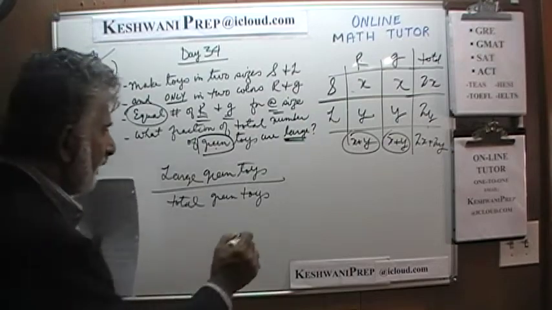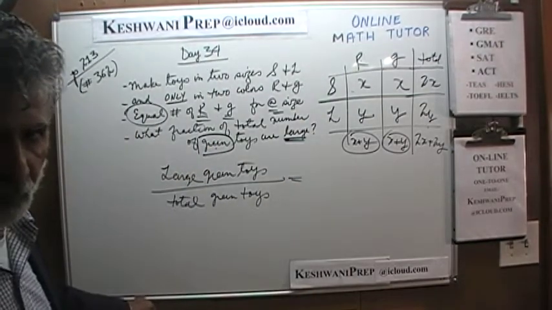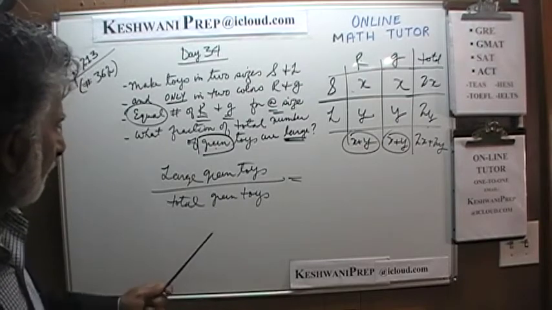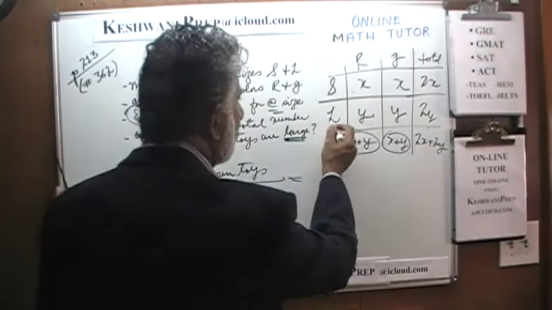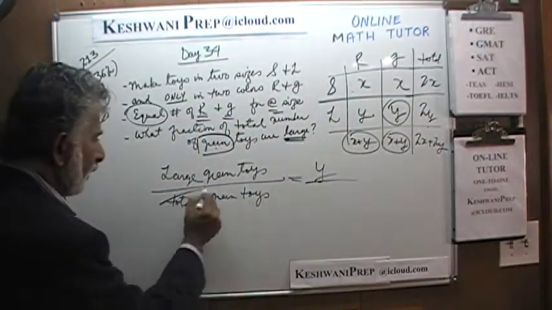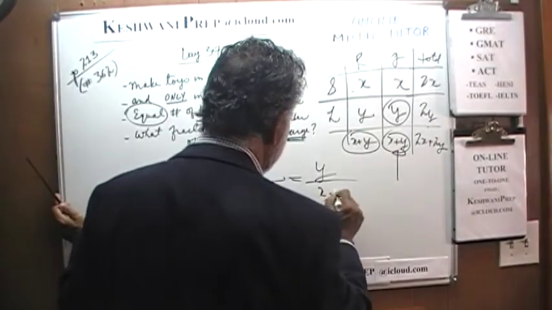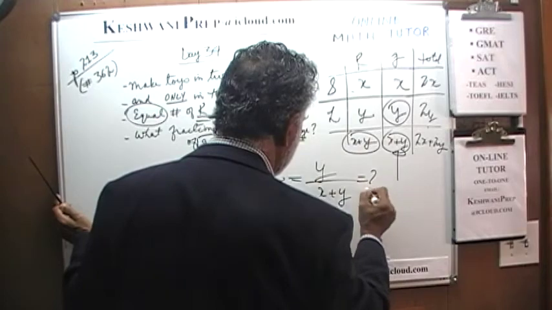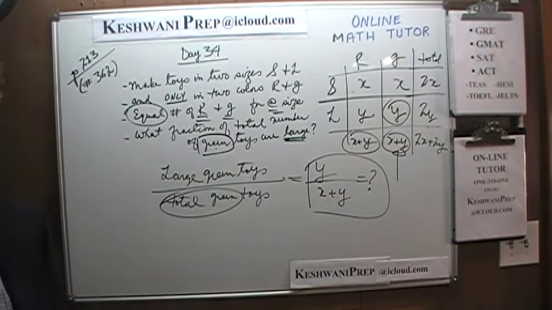And if you set it up properly from the very beginning, of course the big difference obviously is that when you're doing it yourself, it goes much faster. Here I'm explaining everything. So how many large green toys do we have? Large green toys. We have Y of them. And how many total green toys we have? We have total of X plus Y. This is what we're looking for. This is the quantity we're trying to find. And it's important that we understand that.